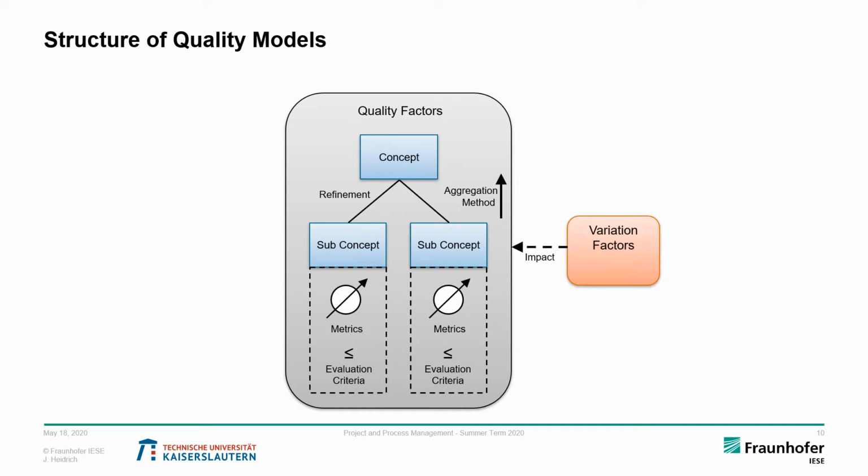And similar as for GQM and GQM abstraction sheets, we may have additional variation factors which explain variations in our quality factors, so have an impact on the quality factors. So for instance, if you have experienced developers, this may have an impact on the maintainability of your software.